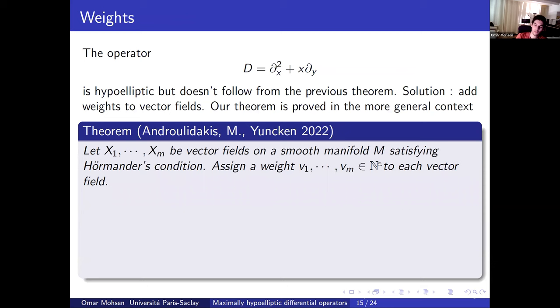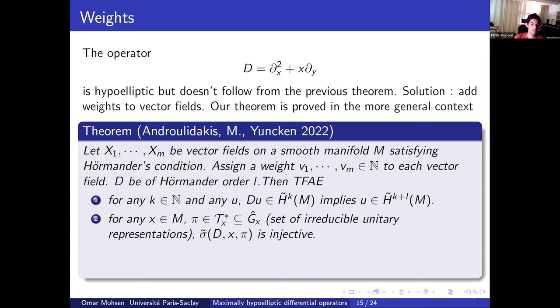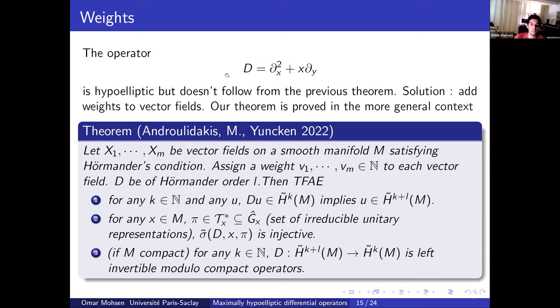You take Hörmander's vector fields, this one is equivalent to maximal hypoellipticity with respect to the Sobolev spaces is equivalent to our principal symbol being injective. And if M is compact, this is equivalent to left invertibility. And now this theorem can be applied to deduce that this differential operator is maximally hypoelliptic.